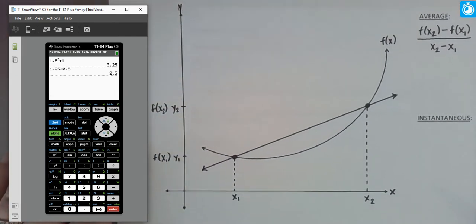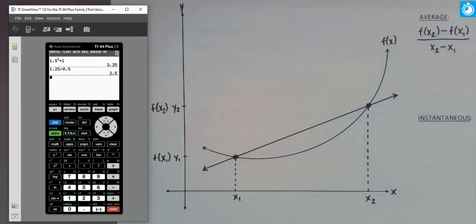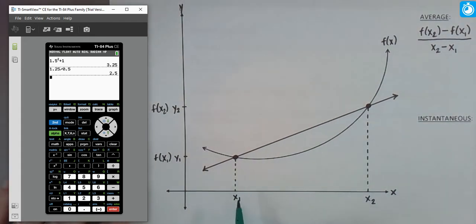So same graph, same picture, but now we're going to label things slightly differently. And let me change colors so that it's clear we're looking at something slightly different. Okay, so before we thought of the two values as x1 and x2, two separately defined x values. Now let's think of them in a slightly different way.